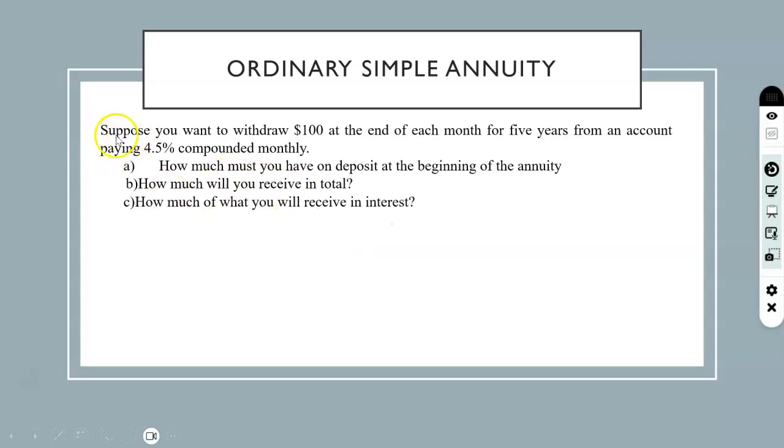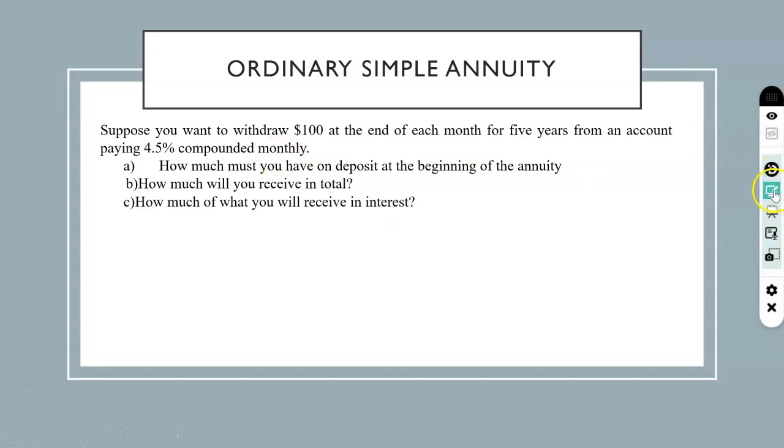Now let's consider an example. Suppose you want to withdraw $100 at the end of each month for 5 years from an account paying 4.5% compounded monthly. How much must you have on deposit at the beginning of the annuity? That means how much you should have at the beginning so that you can withdraw $100 every month end for the next 5 years, where interest is also 4.5% compounded monthly.